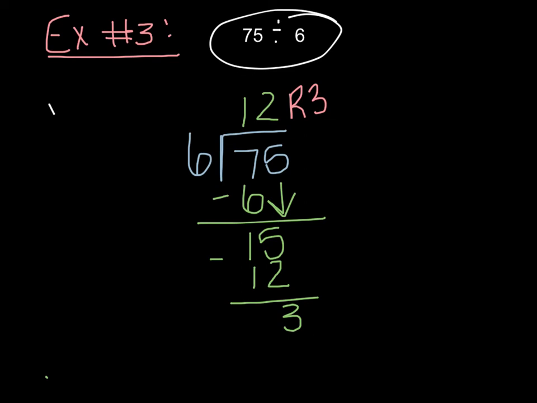So again, our first digit in this case went over top of the 7 because 6 was able to go into 7 one time.